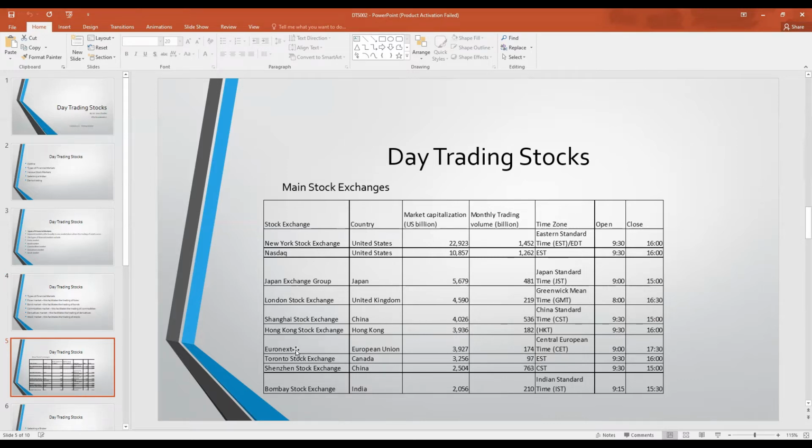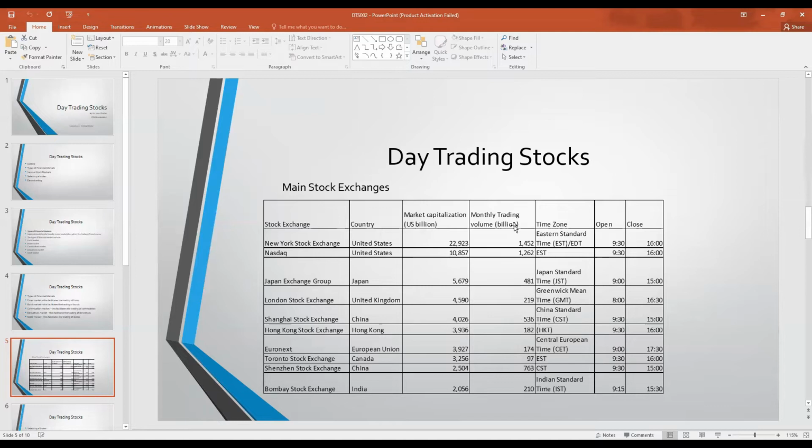We have the Euronext. This is located in the European Union. The market capitalization is 3.9 trillion. We have the Toronto Stock Exchange. It is located in Canada. The market capitalization is 3.2 trillion. We also have the Bombay Stock Exchange. It is located in India. The market capitalization is 2 trillion.